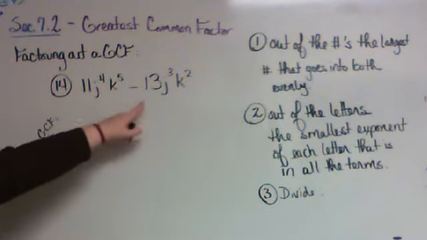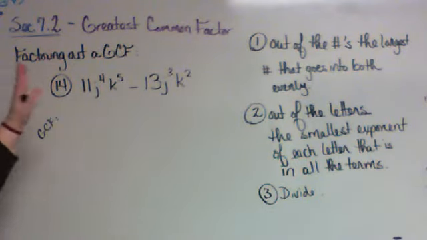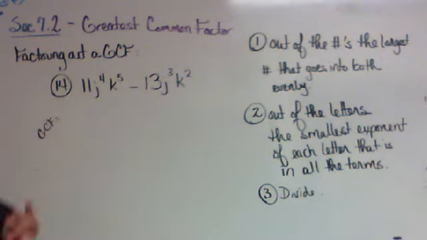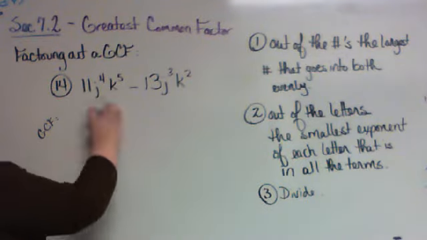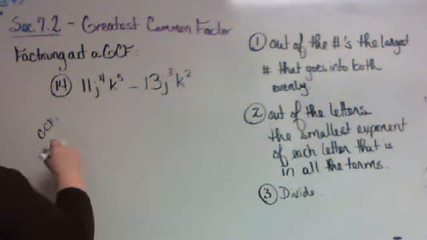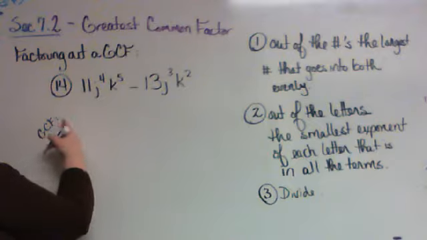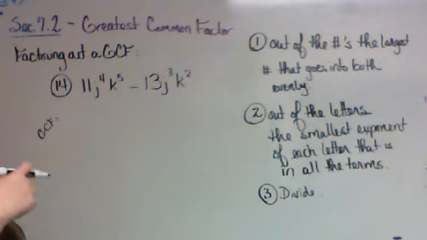So out of 11 and 13, what number is the largest number that goes into both evenly? Well, it is 1, because nothing else goes into 11 and 13 but 11 and 13, and that's not the same, because they're both prime. So since it is 1, I don't need to write the 1 because it's understood to be there anyway. So I'm not even going to bother writing down the 1. But that took care of our numbers.